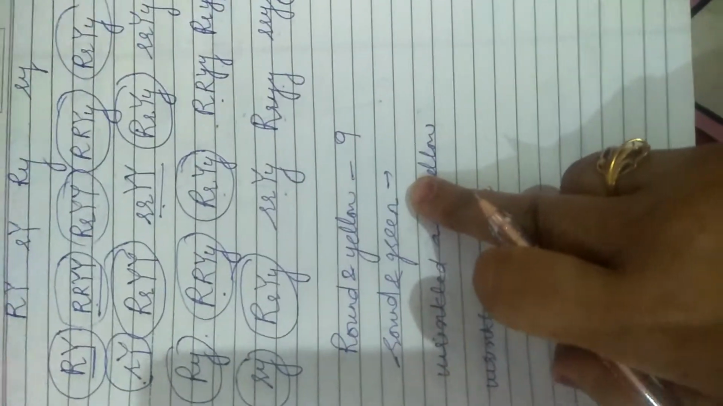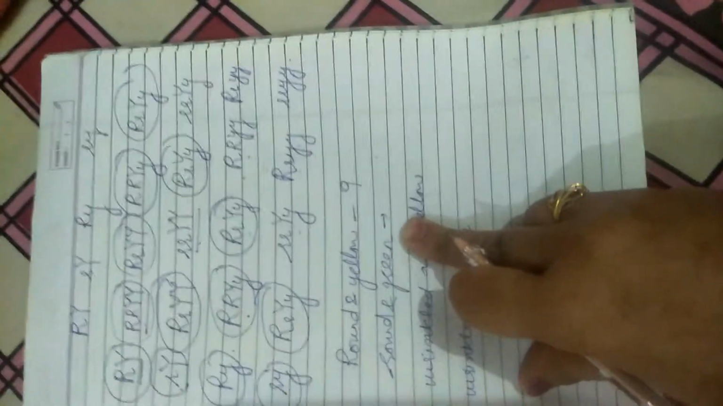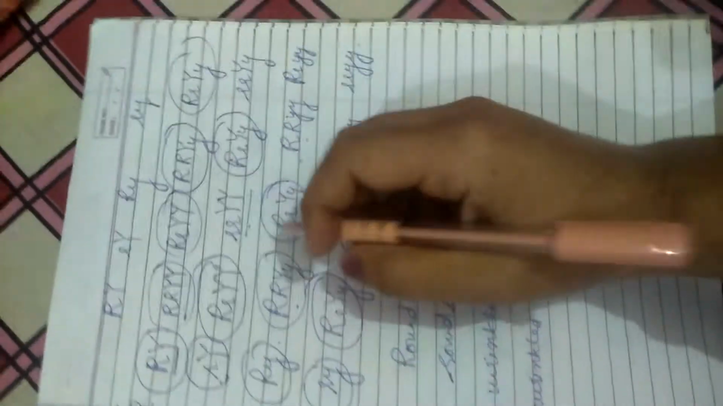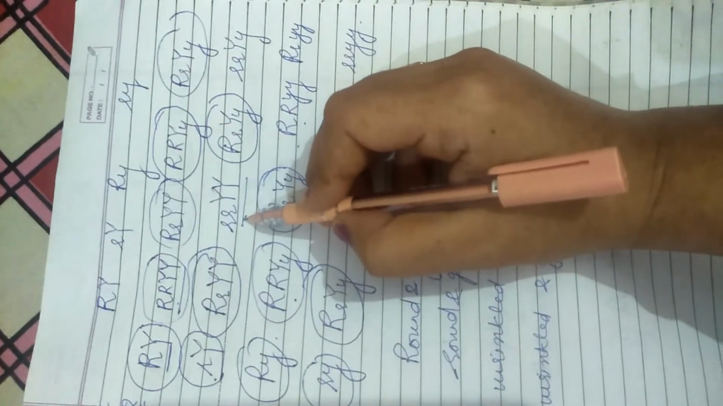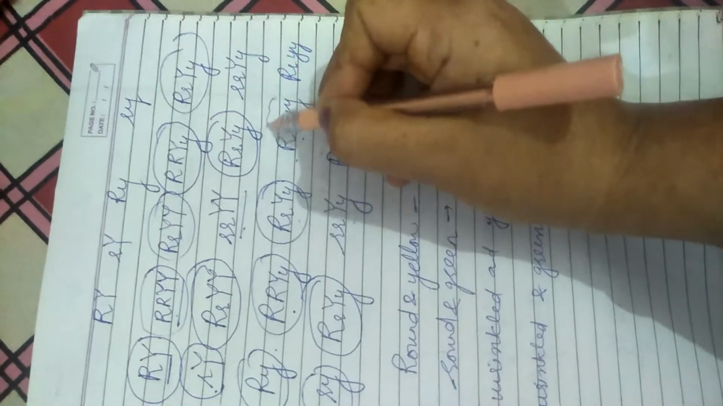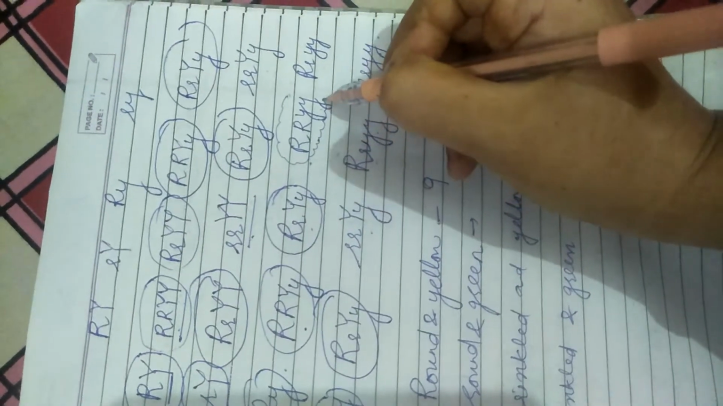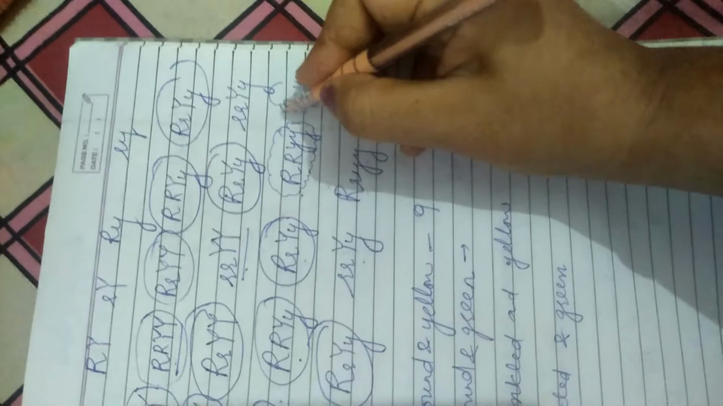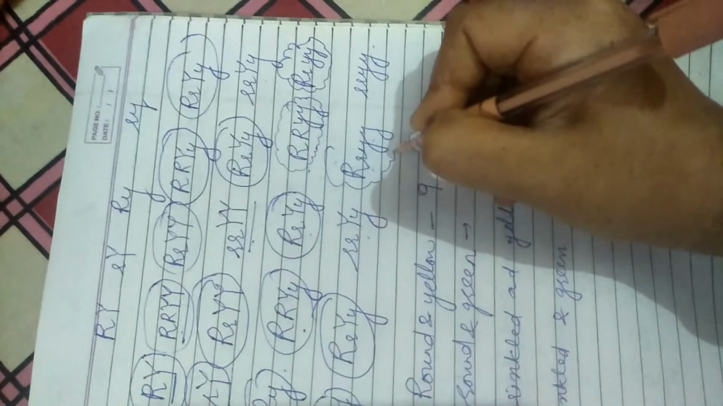Now next one, round and green. So round will be capital R, and green will be small y small y. So here, what is left, this is not round, this is not round, this is round. So this is again, I am making it with a cloud circle, round and green. This is again round and green. This is again round and green. So 3 will be round and green.